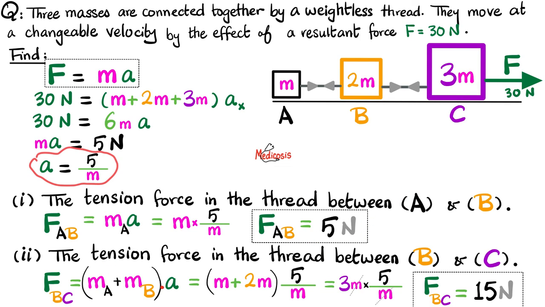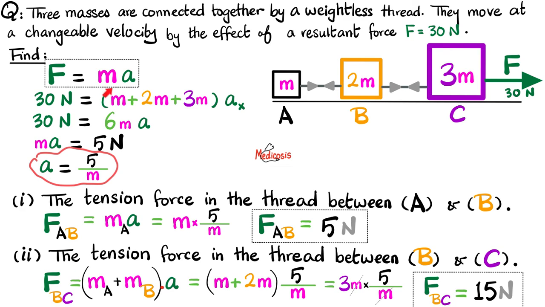Second part, what's the tension force in the thread between B and C? If there is a thread between B and C and you're pulling this way, then this thread has a tension responsible for pulling both A and B. Everything before that thread. Amazing. So what's the tension force, please?